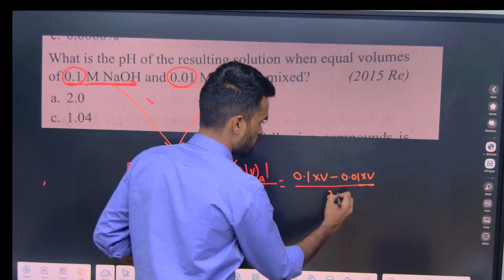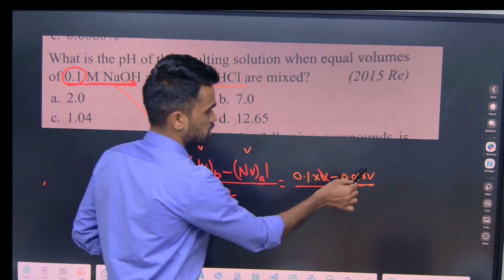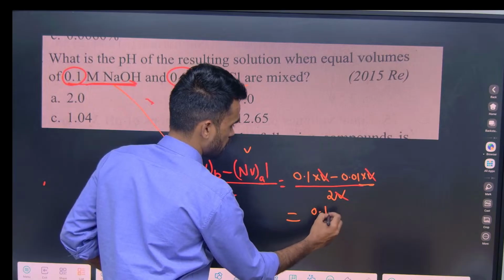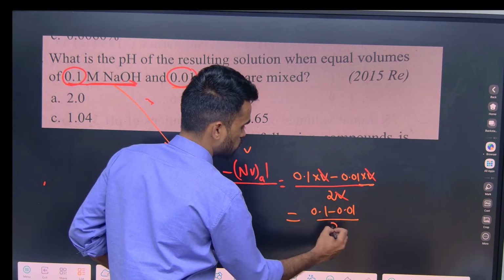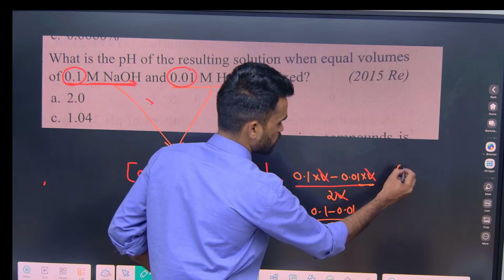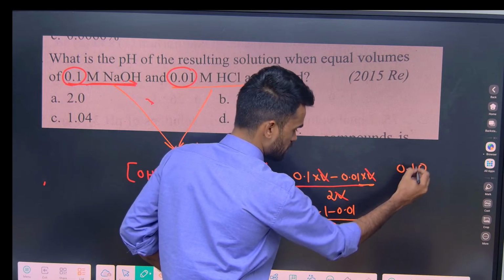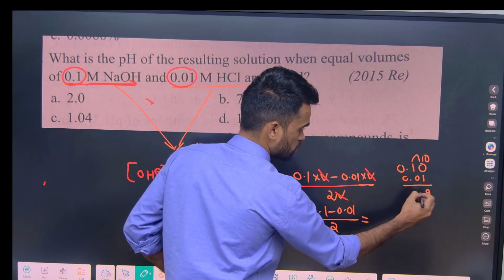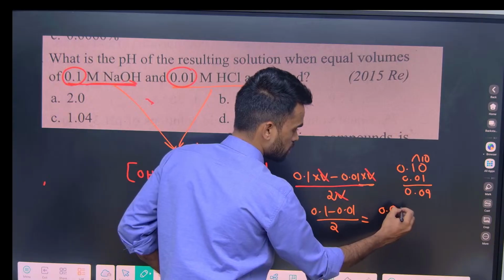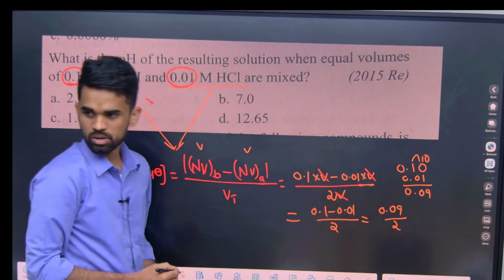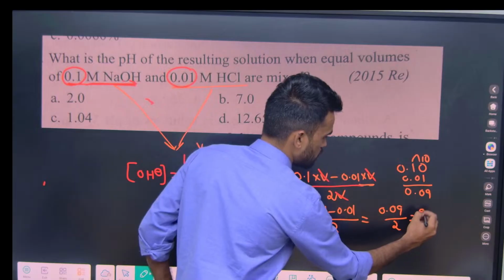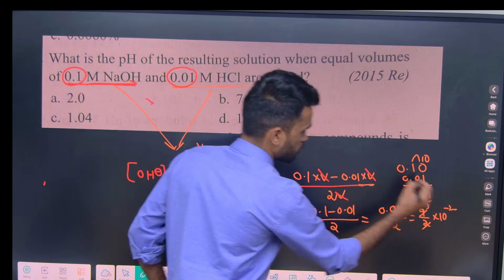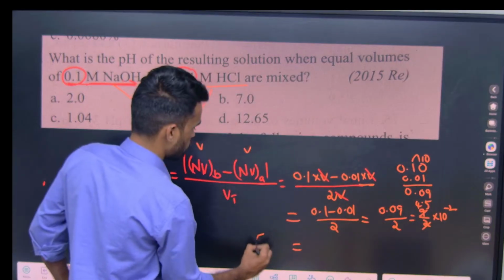Do you get what I am doing here? Yeah, so this V gets cancelled. Next, what do we have now? 0.1 minus 0.01 by 2. So what can you write? 0.1 means, like this, you can take 0.01 means 10, so 10 minus 1 is 9, so it means 0.09 by 2. Okay, this is what you are going to write. I can write this as 9 by 2 into 10 power minus 2, so this will be 4.5. So what is the concentration of OH minus we got?